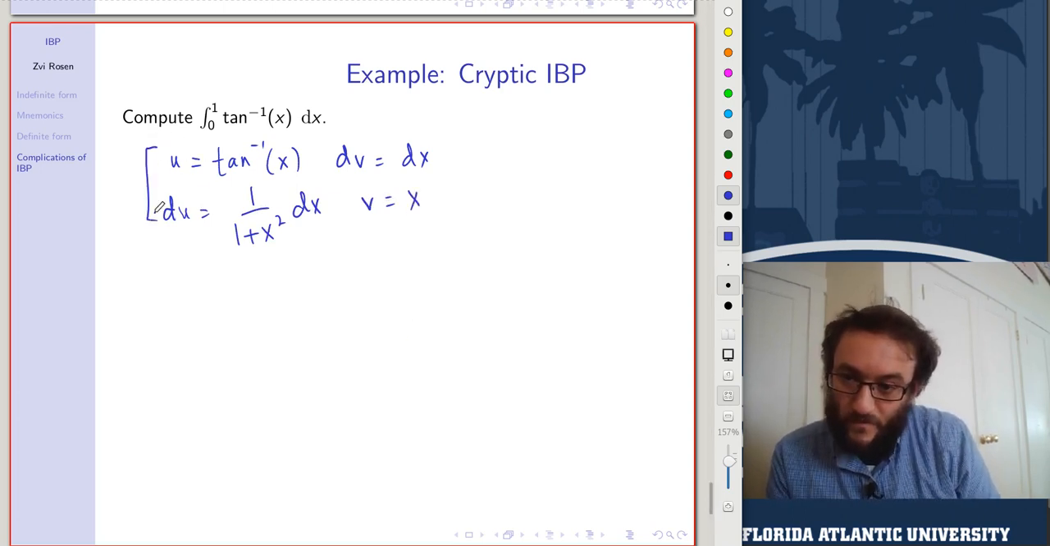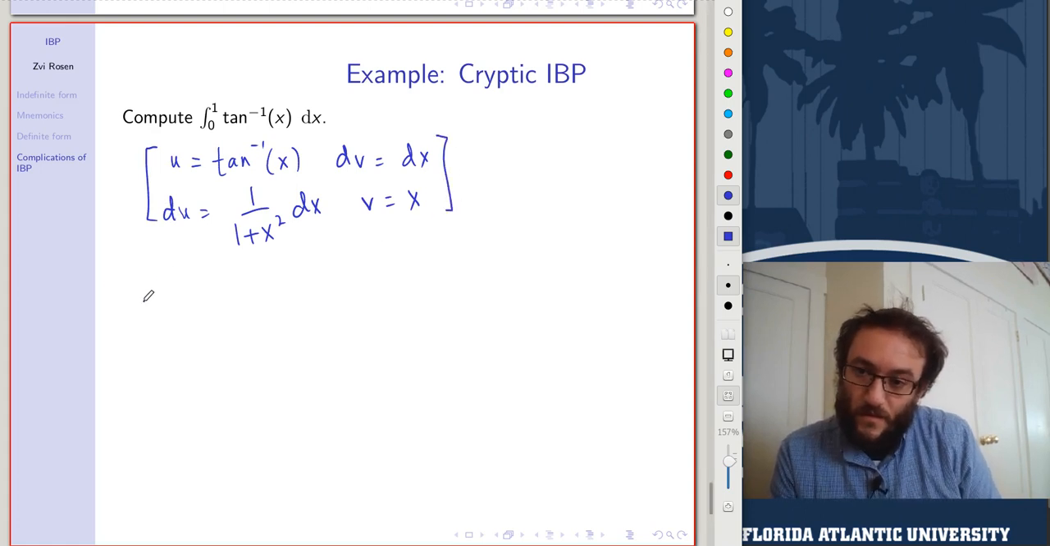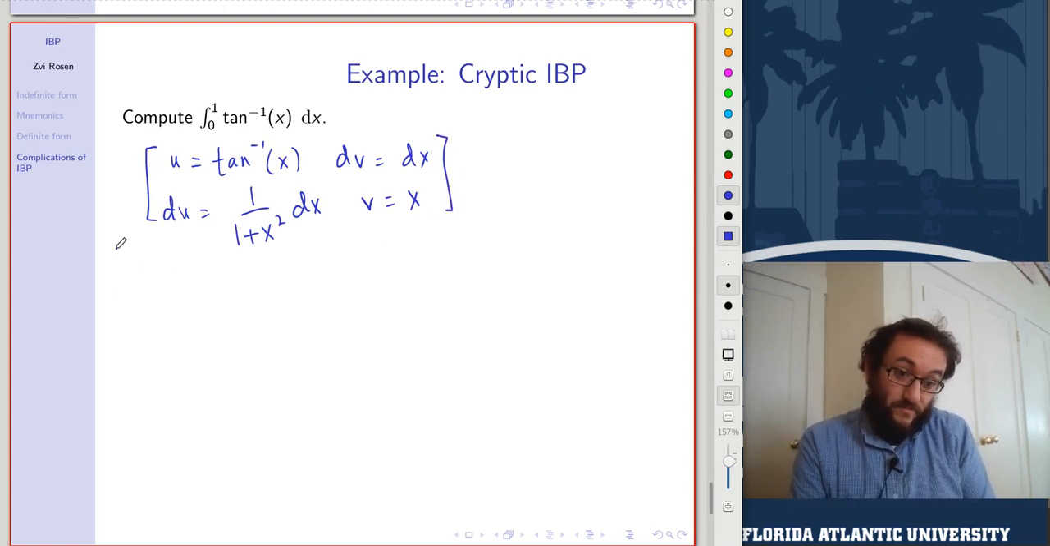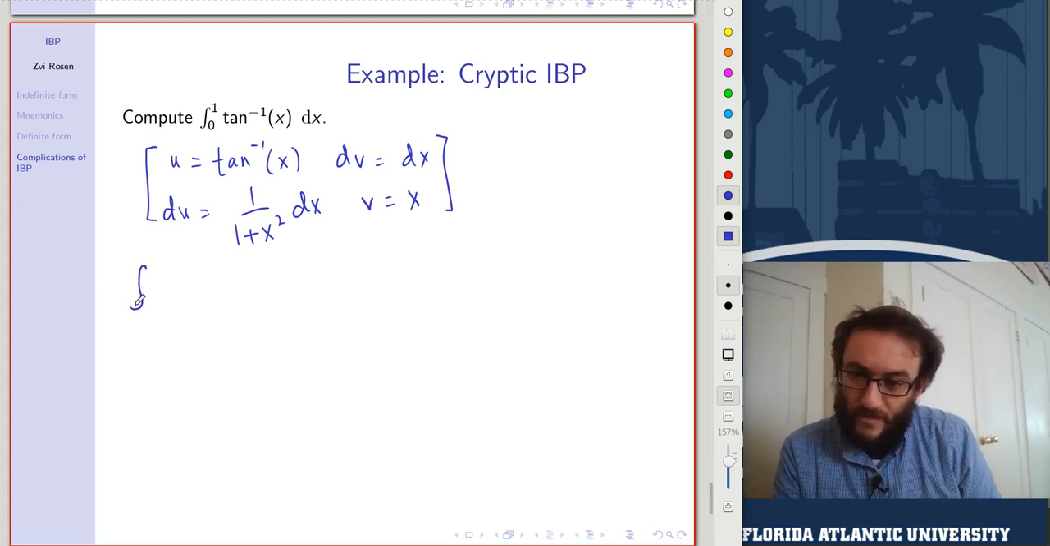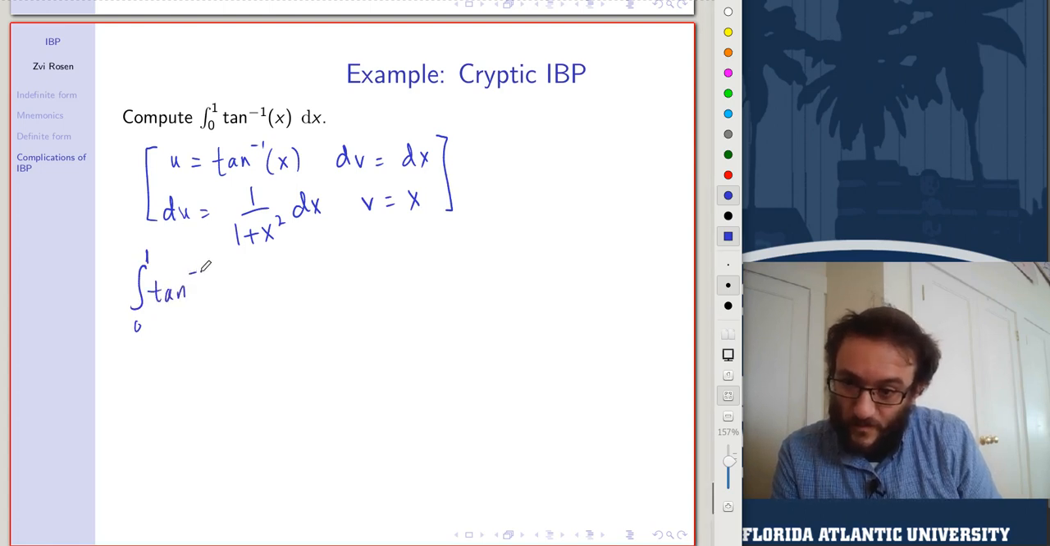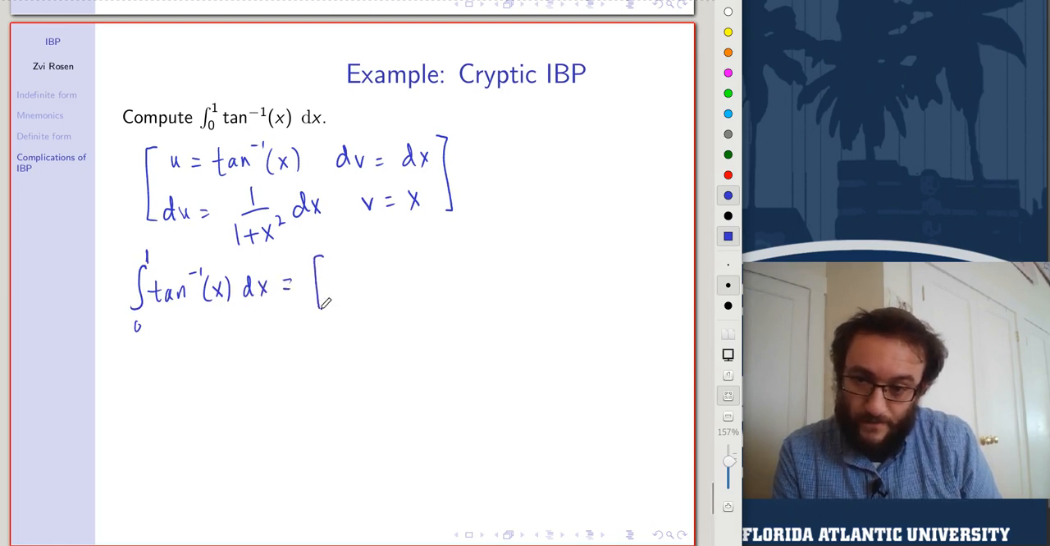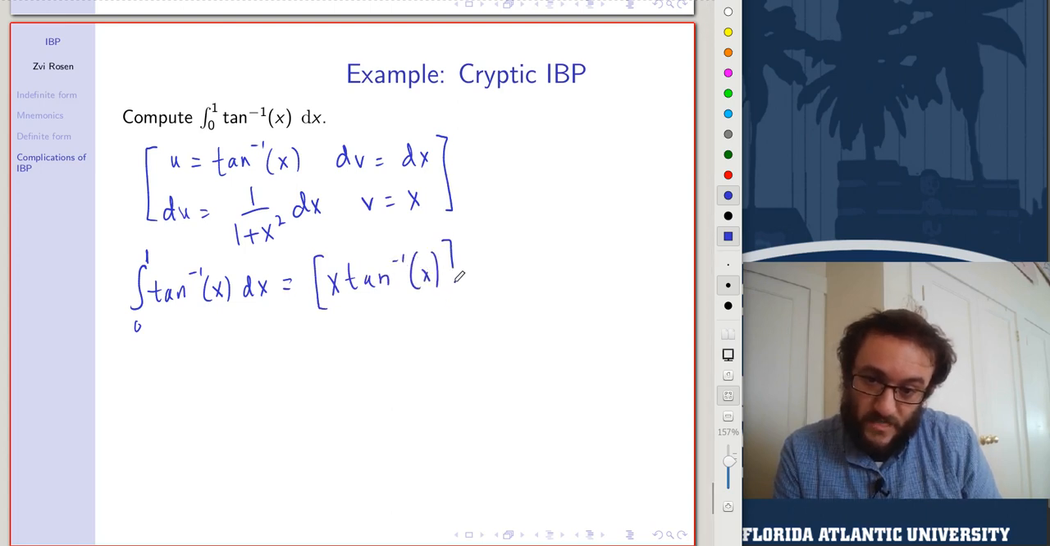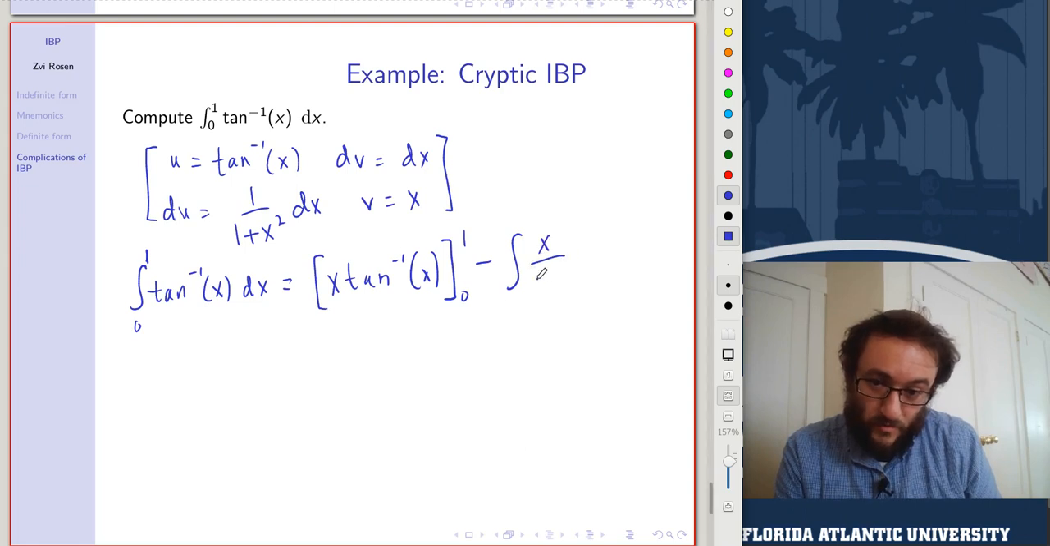Okay, so this is useful. Now we're going to plug this into the definite form of integration by parts. We get the integral from 0 to 1 of u dv, which is arctangent of x dx, is equal to x arctangent of x evaluated from 0 to 1 minus the integral of v du, which is x times 1 over 1 plus x squared dx, also from 0 to 1.